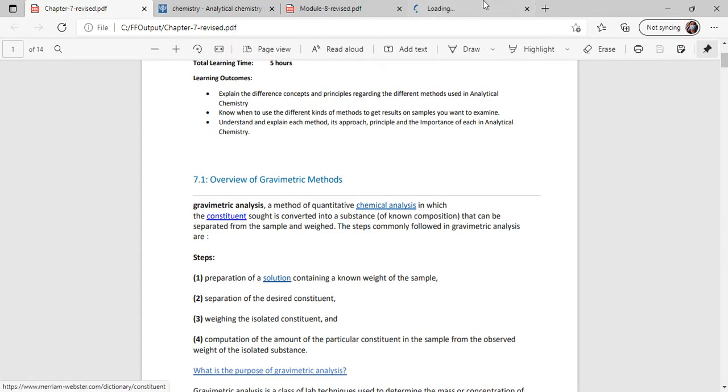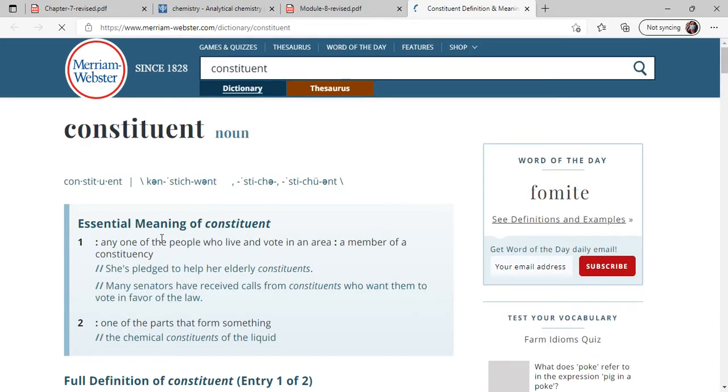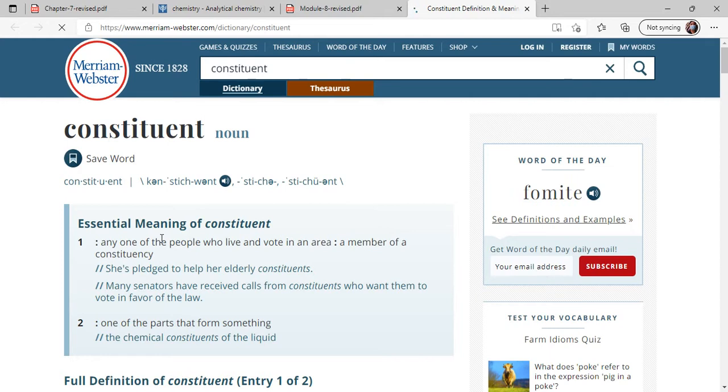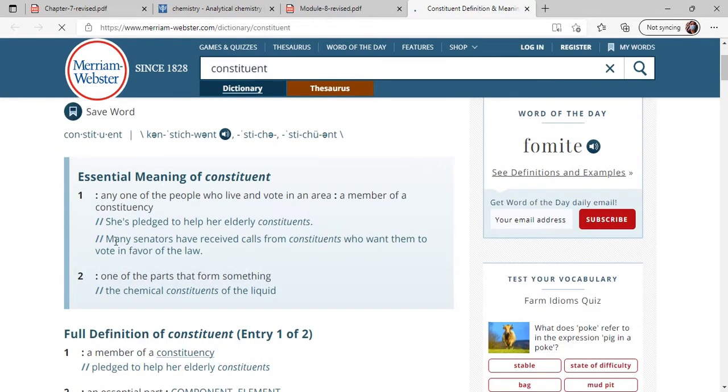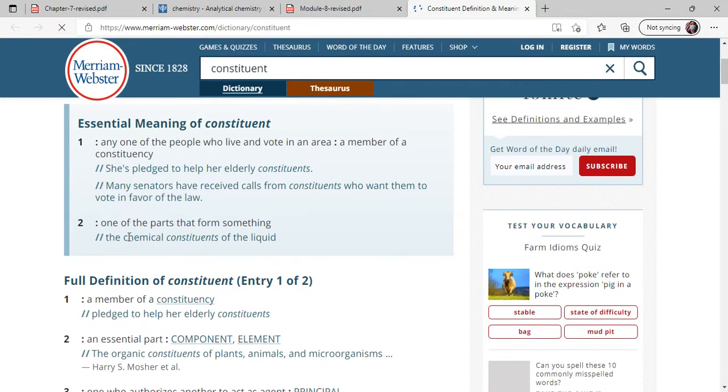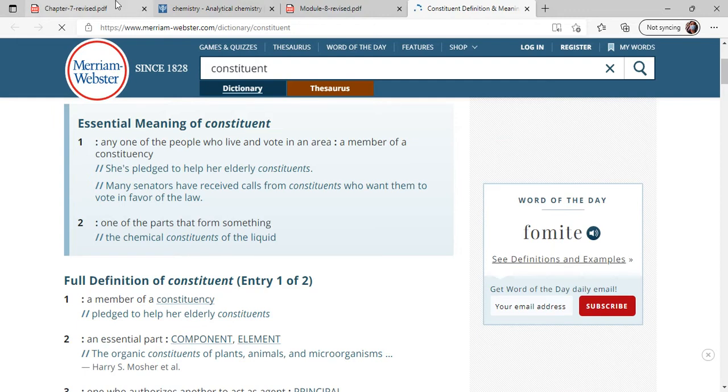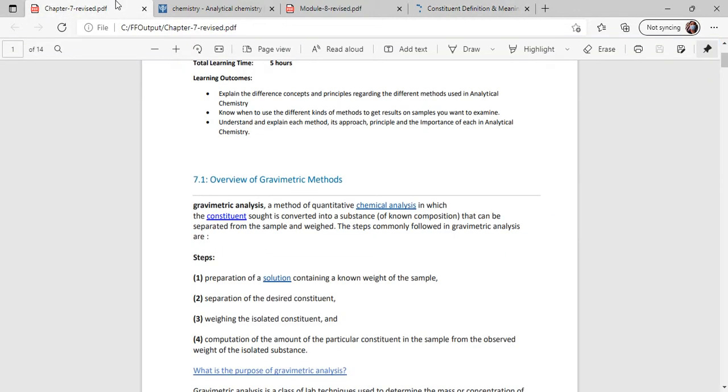In which the constituent, so what is a constituent? Here, in the Merriam-Webster dictionary, is the meaning of constituent. Constituent is an essential part of something, one of the parts that forms something, like a reactant.